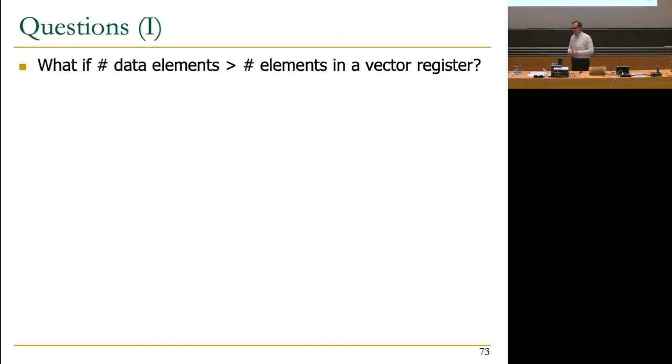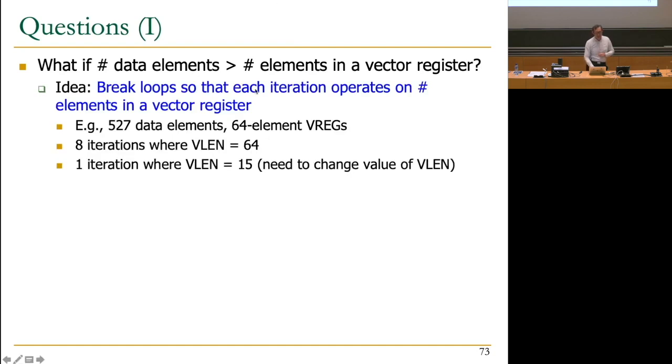Now let's tackle some questions that make programming a bit harder also. So what if the number of data elements is greater than the number of elements in a vector register? This is relatively easy. You need to break the loop such that each iteration operates on the number of elements in a vector register. For example, if you have 512 data elements that you're operating on for some reason, and you have 64 element vector registers, you basically need to have a loop of the code that we kind of showed. You need to have 8 iterations where vector length is 64, and you need to have 1 iteration where vector length is 15.